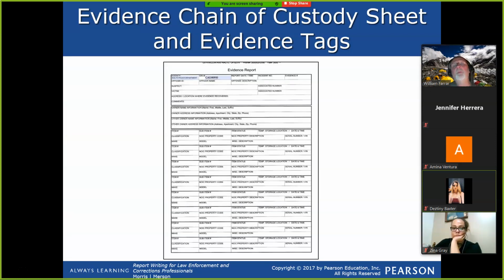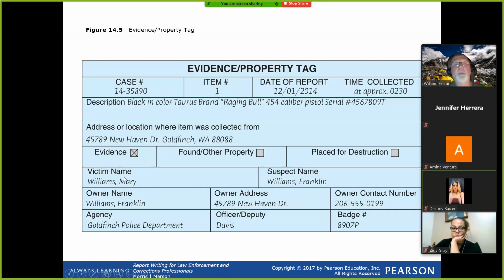Evidence report, you've seen one already, so you know what it looks like. So when you're listing property, even pictures that you take, remember, fill out your property report for whatever is stolen, whatever you did. Make sure you fill that out all the way.